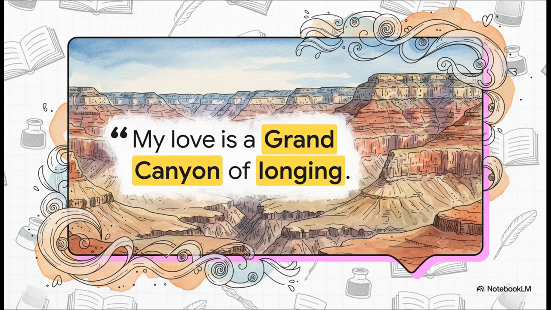So take a look at this example of a metaphor. My love is a Grand Canyon of longing. See how direct that is? It's not saying it's like a Grand Canyon, it's saying it is one. It's this powerful statement that makes an abstract feeling feel absolutely huge, deep, and real.